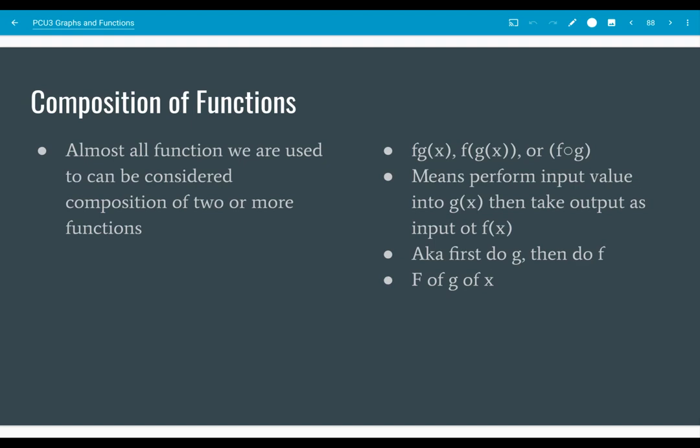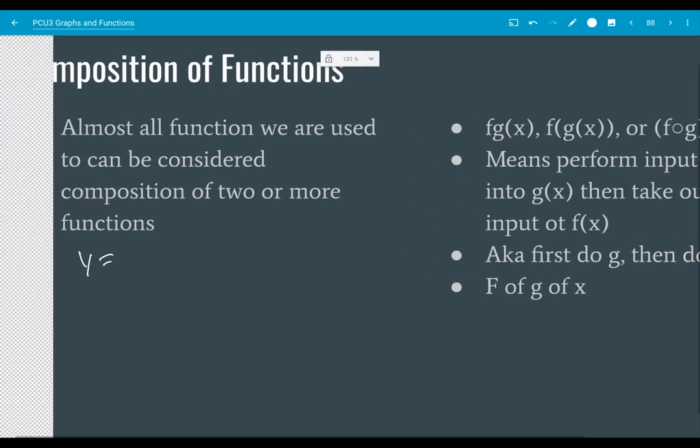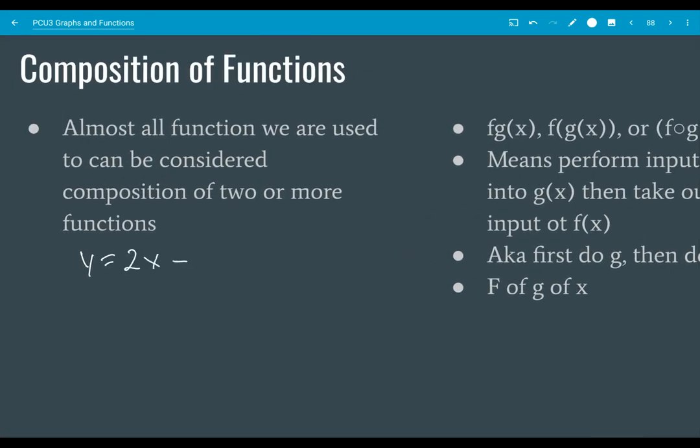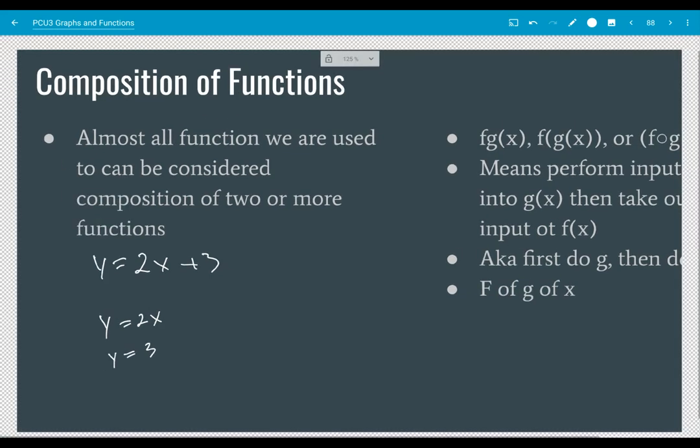So almost all the functions we've ever used can be considered a composition of two or more functions. When we think of y equal to 2x plus 3, that's a composition of y equals 2x and y equals 3. It's a composition of those two functions.